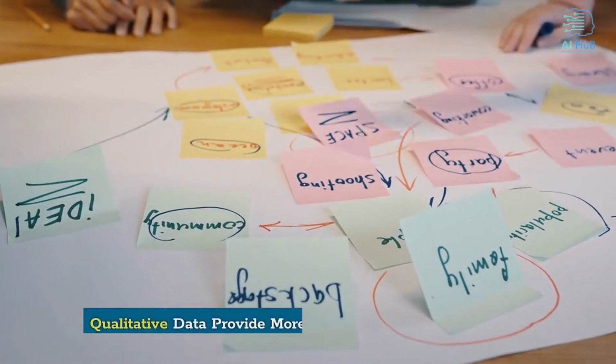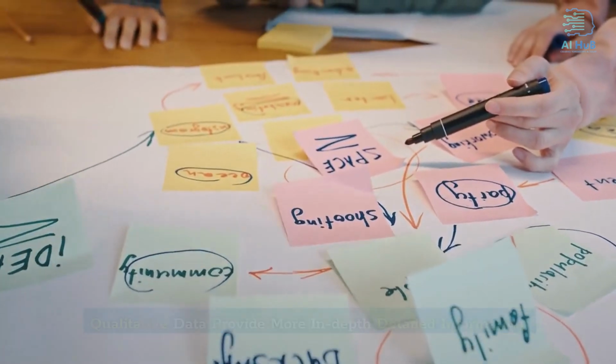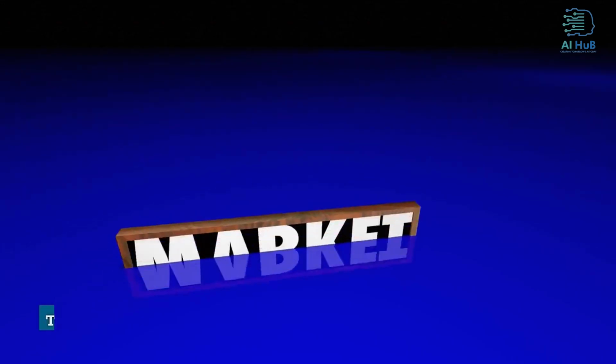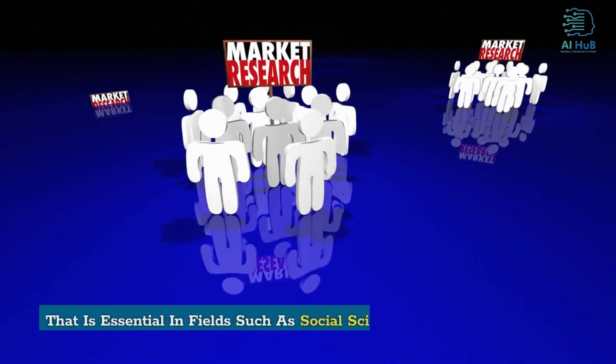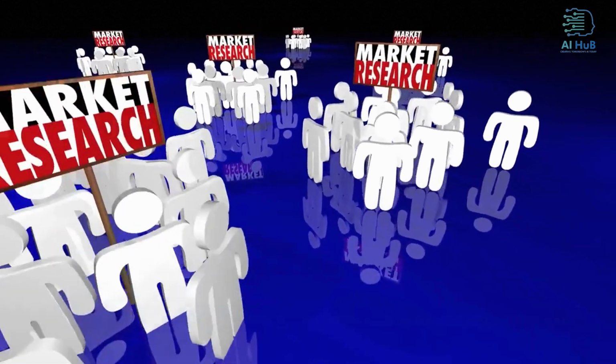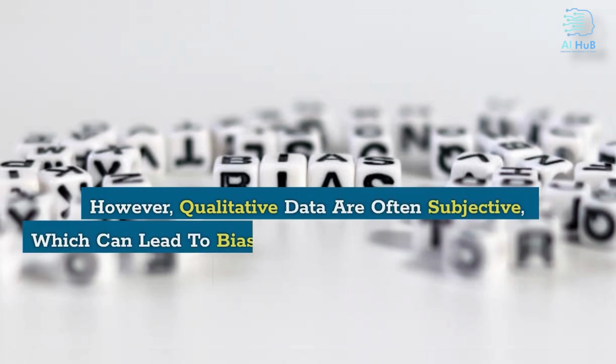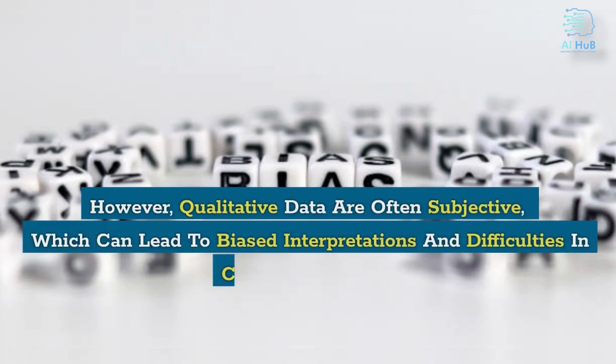Qualitative data provide more in-depth detailed information, which allows the exploration of new ideas and concepts. That is essential in fields such as social sciences and market research. However, qualitative data are often subjective, which can lead to biased interpretations and difficulties in comparing results.